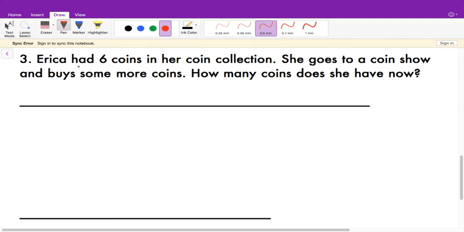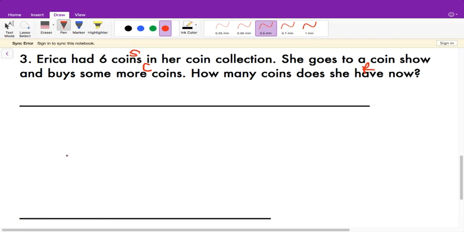Let's look. Erica had 6 coins in her coin collection. So that's how many coins she started with. She goes to a coin show and buys more. Just like in the last problem, that's going to be our change. How many coins does she have now? Okay, so that's the result. They're asking how many does she have now. That's how many does she have at the end.